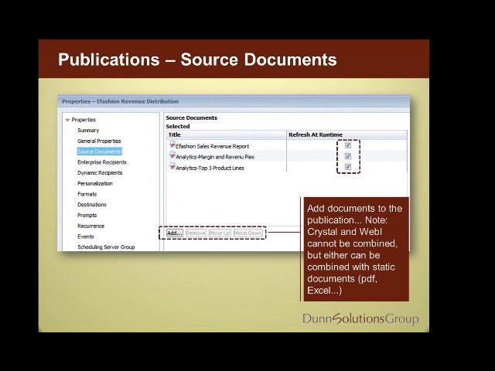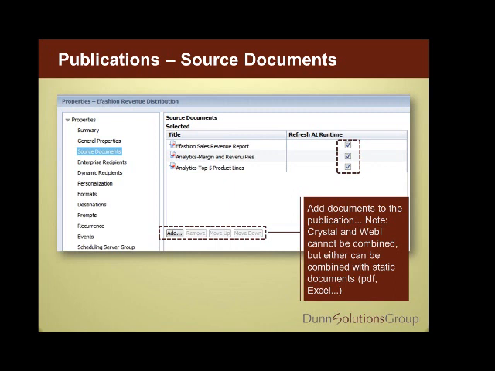The first step in setting up a publication is to identify what content or what documents you want to bundle up in this publication. You can mix and match to some extent. However, there's an exception. If you include a Crystal report in your publication, you cannot include Web Intelligence reports. If you include a Web Intelligence, you cannot include Crystal. However, with either of these two, you can bundle up PDFs and Word docs and Excel docs, anything that might be living in your repository. So that's the only restriction there.